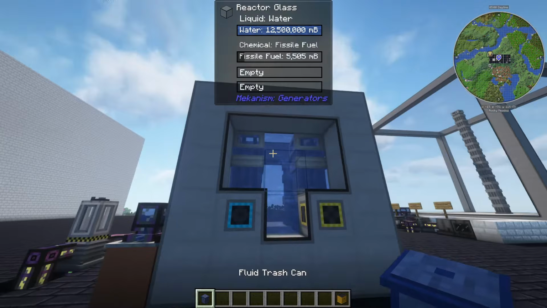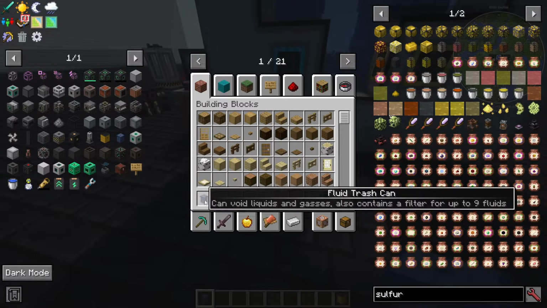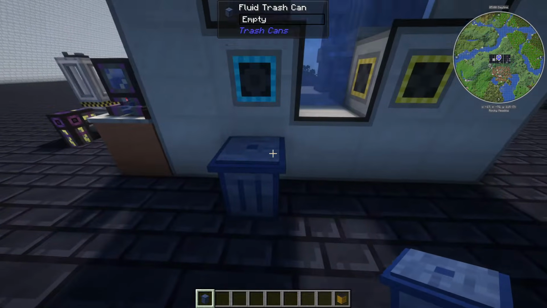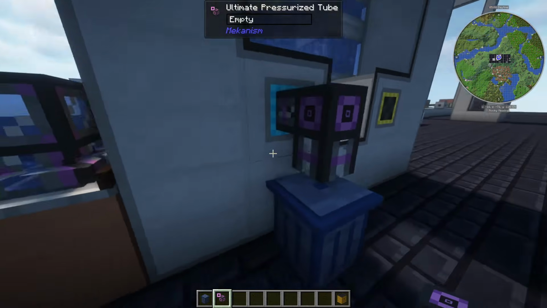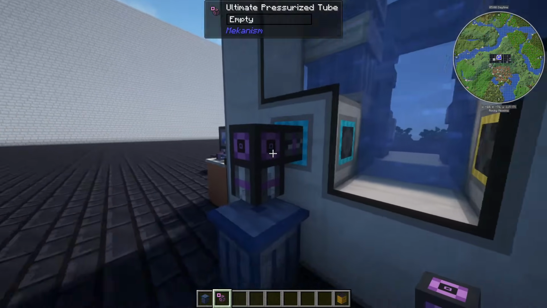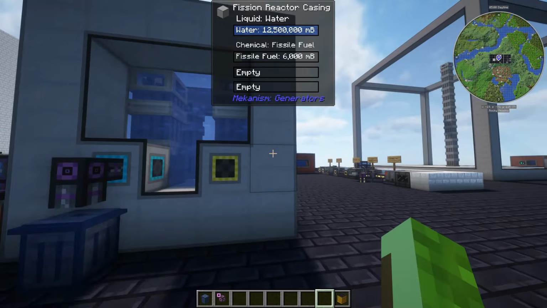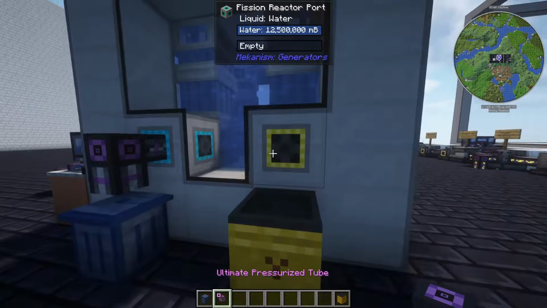Just to make sure that your reactor is running correctly, you can place a fluid trash can down here if you have the mod trash cans installed, and then you can just use a pressurized tube to actually export all of the used up water. It would be steam, and it would just go straight into here, so that way it doesn't fill up with steam. And then on this side, you can use a radioactive waste barrel and the same pressurized tube.